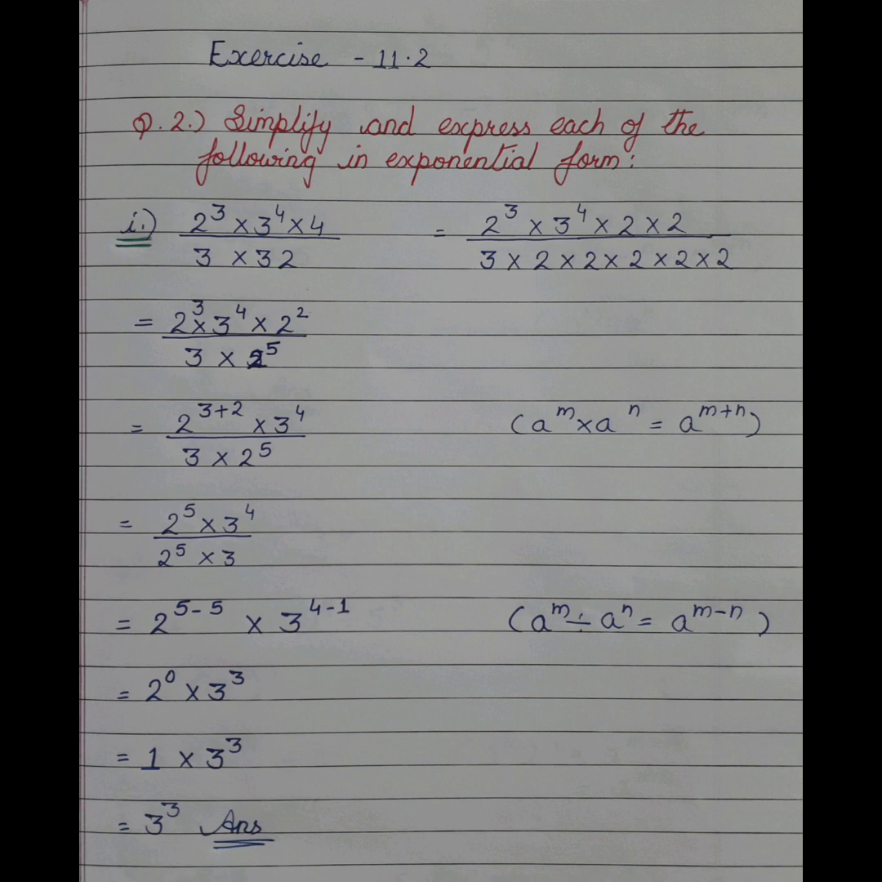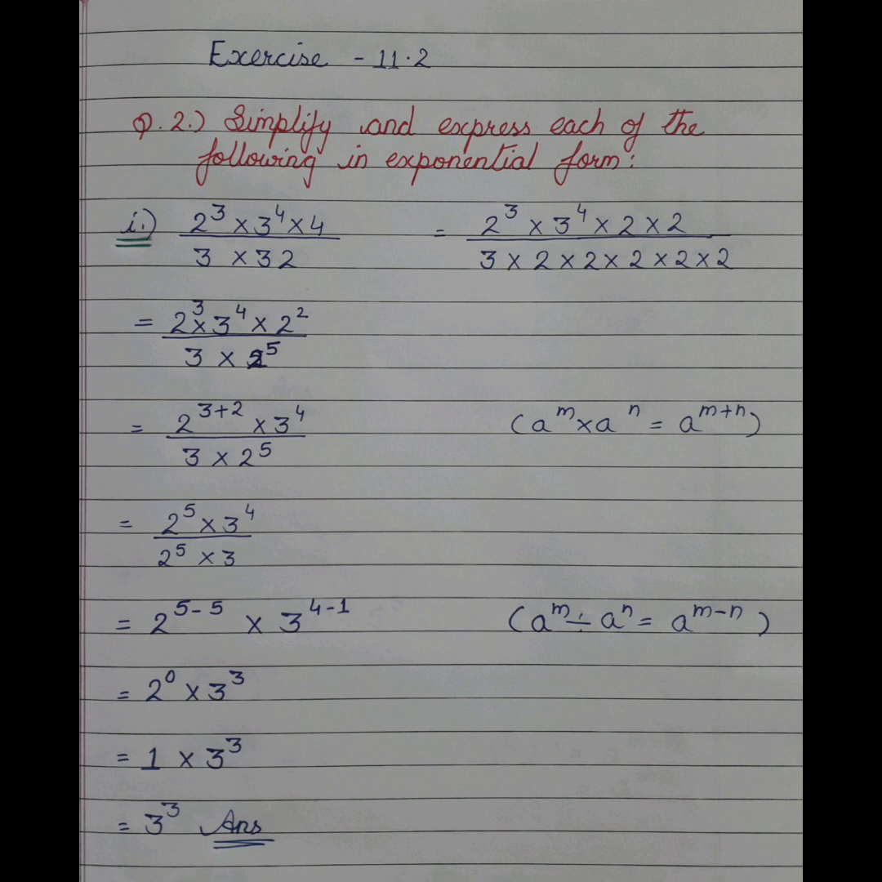So as we know that the rule says that the base should be same, and then we can solve this problem. So first see which all numbers we can make the same base. So here in numerator we have 4, which can be written as 2 multiplied by 2. So our numerator is now 2 cube multiplied by 3 to the power 4 multiplied by 2 square.